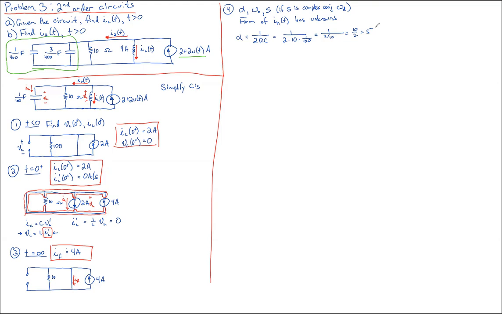The next is we'll find our omega sub naught. And that's always equal to 1 over the square root of LC. So for this particular problem, it's equal to 1 over the square root of 100 times 4. So that's going to be equal to the square root of 4 over 100, which is 1 over 25. That's equal to 1 over 1/5, which is also equal to 5. Since these two things are equal, since our alpha is equal to omega sub naught, we have the case of critically damped.